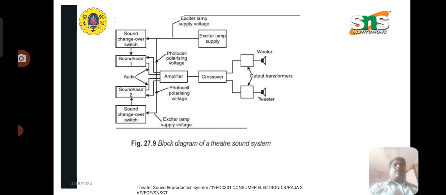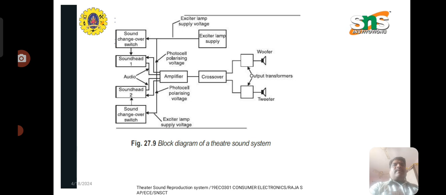This block diagram shows how the theater sound system works. If you see from left to right, the sound changeover switch is activated whenever a particular sound is coming through the film. The sound film is the medium that consists of both the audio signal and the video signal. Whenever the audio signal is coming, sound head 1 or sound head 2 will switch on and make the sound changeover, converting the sound from a digital form into an acoustical form.